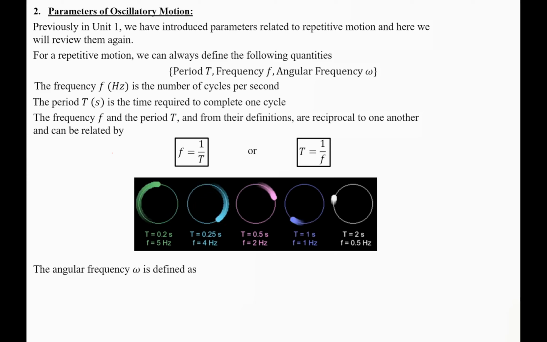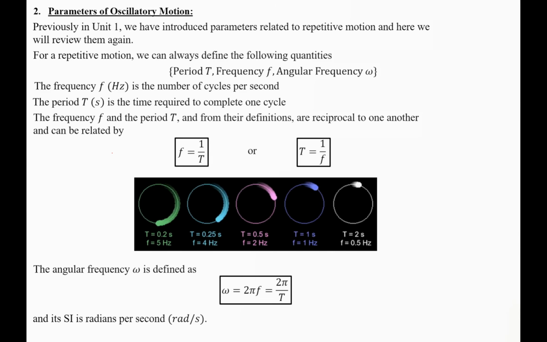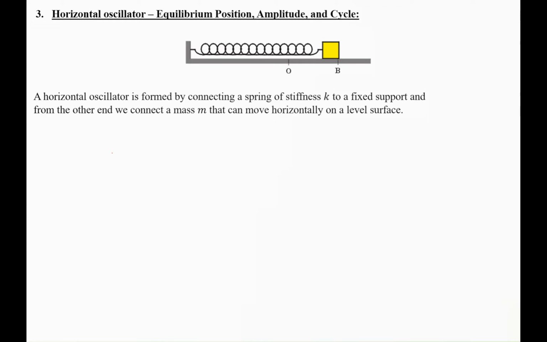Now the angular frequency omega is defined as 2 pi f, which is 2 pi over T, and its SI unit is radians per second, rad per second. Now Section 3, Horizontal Oscillator, Equilibrium Position, Amplitude and Cycle.